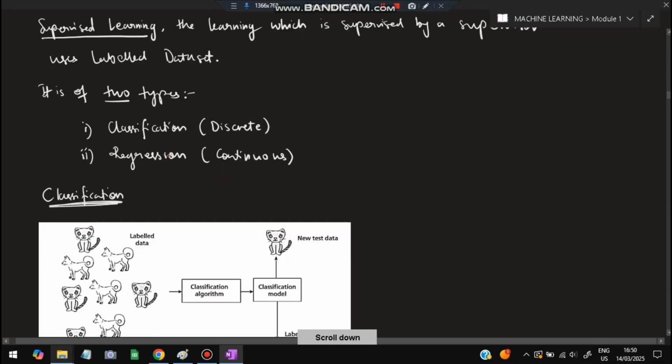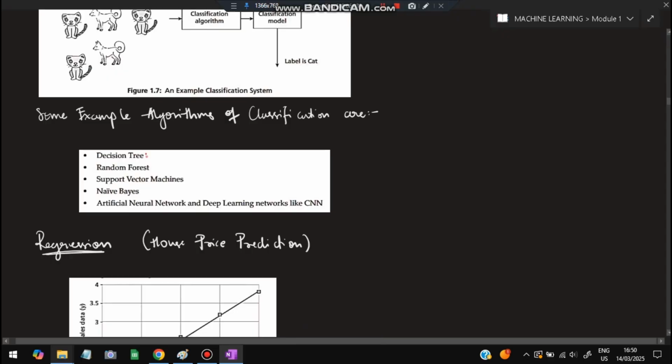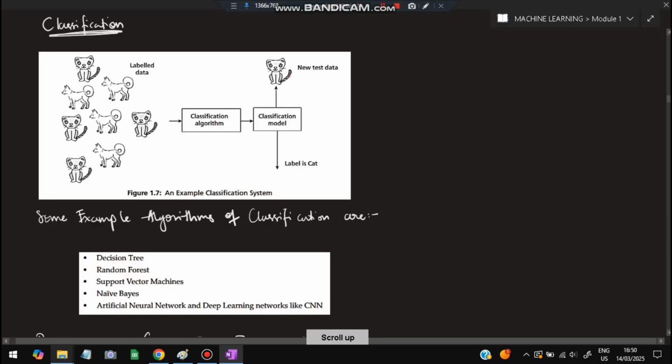What is classification? Classification means this data is present here, it is labeled data. Based on the labeled data, AI will learn how to classify it. So if a new image is given, it will classify whether it is a cat or a dog. That is called classification. A few algorithms are decision tree, random forest, SVM (support vector machine), naive Bayes, and artificial neural networks like CNN. We have labeled data and we are classifying it as part A or part B, like output 1 or output 2.